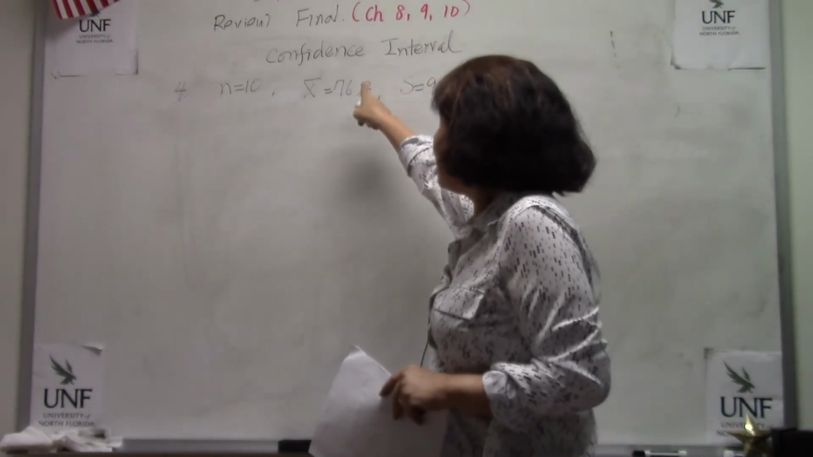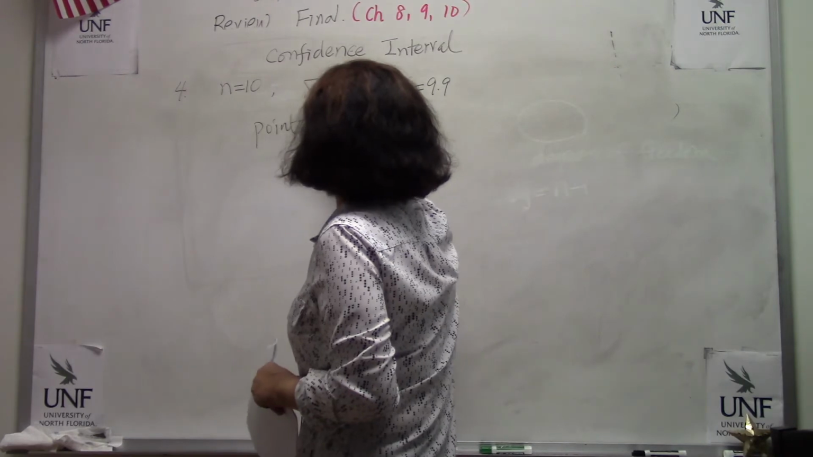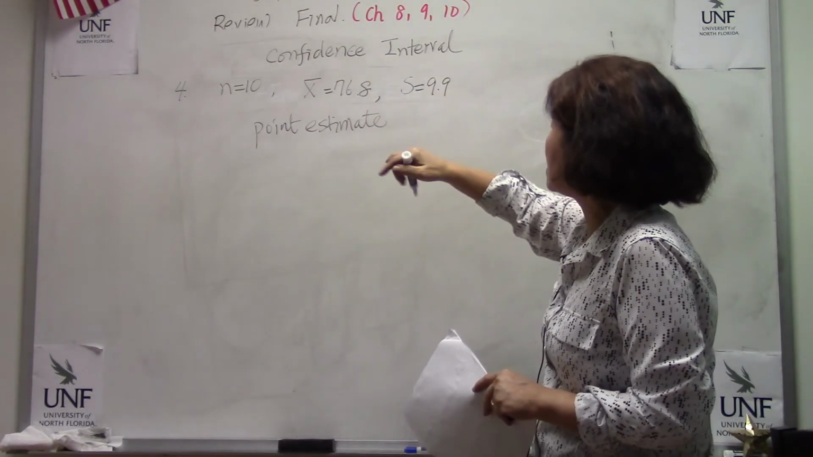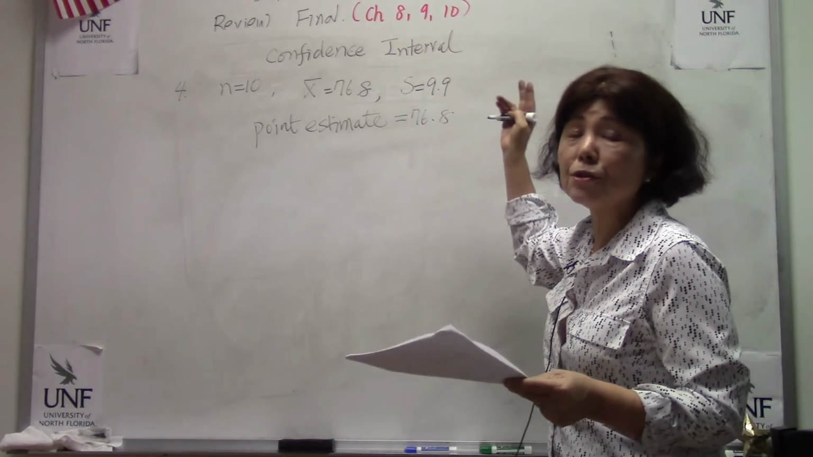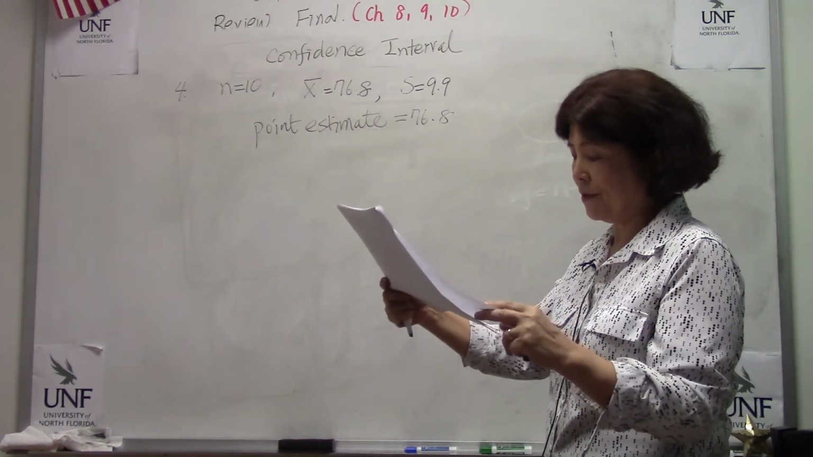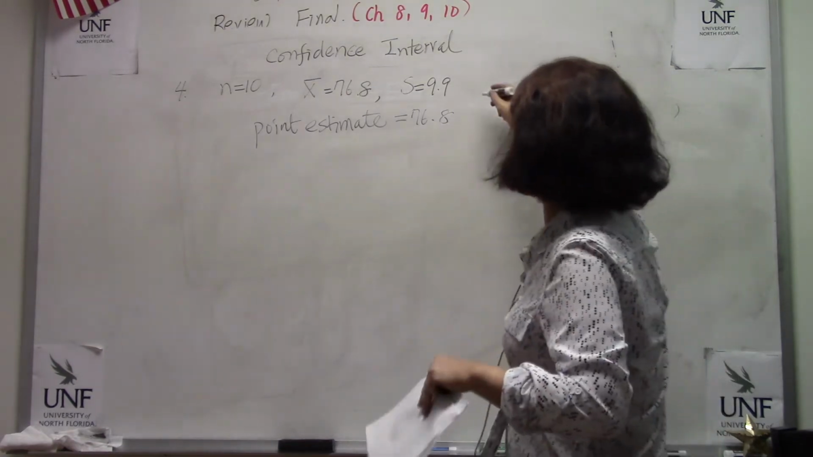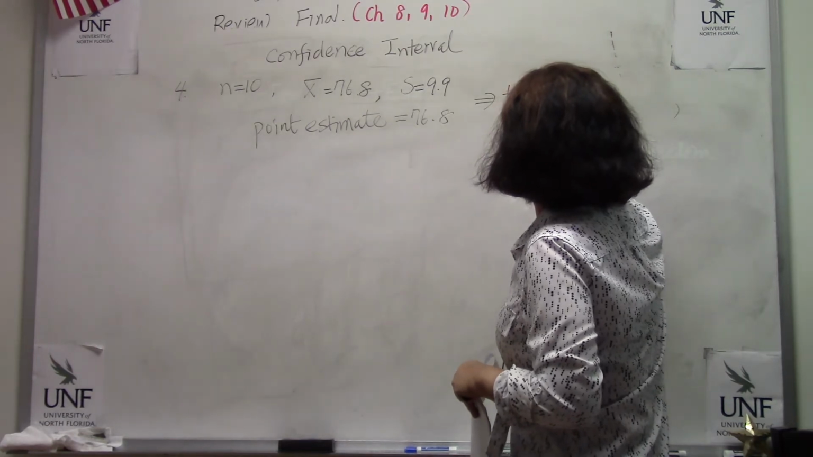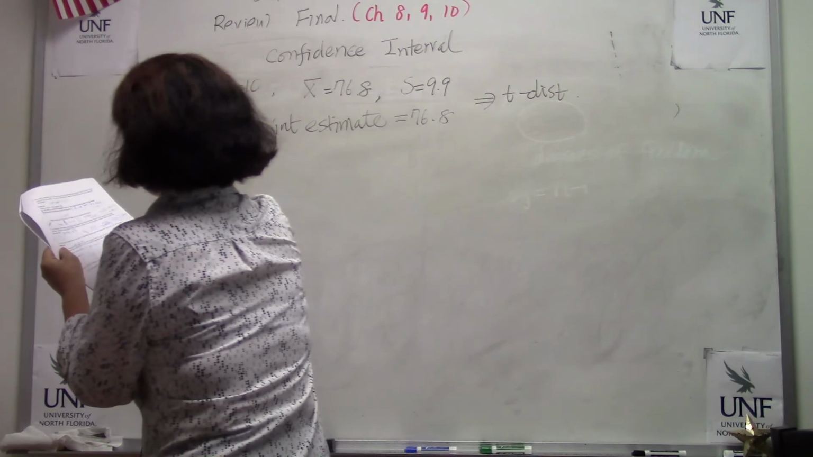What is the given point estimate? This is from your sample. That is your initial tool to estimate the population mean, so that is 76.8. That is just your evidence from your sample, just to understand the vocabulary. And of course this is about the mean, so we are going to use a T distribution, not a Z distribution.